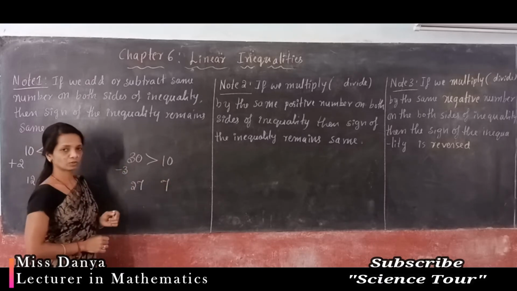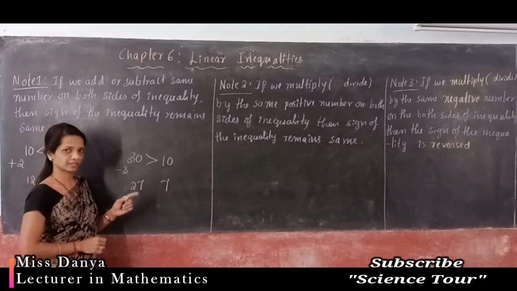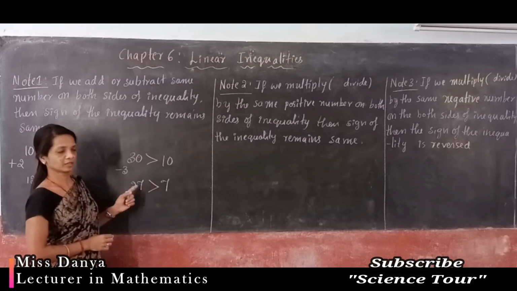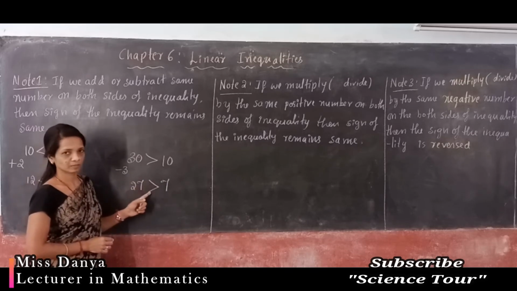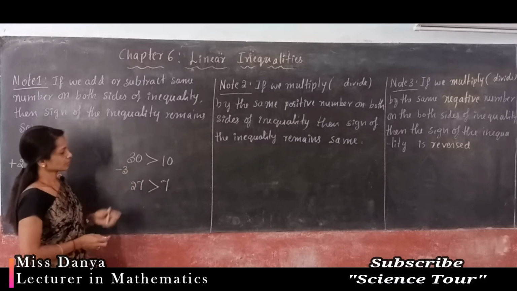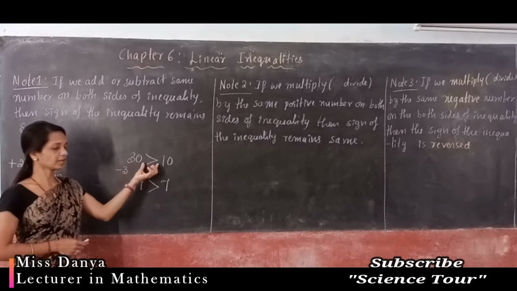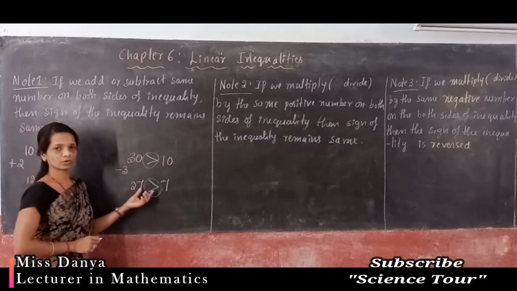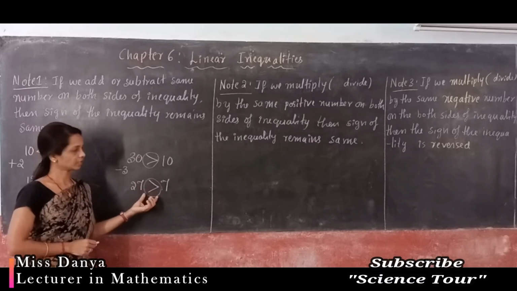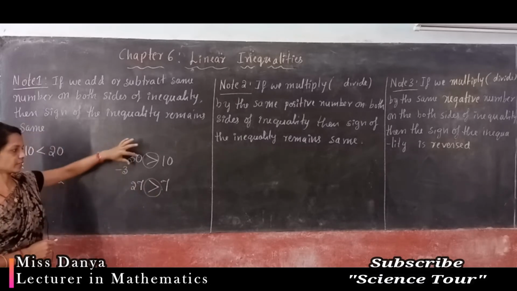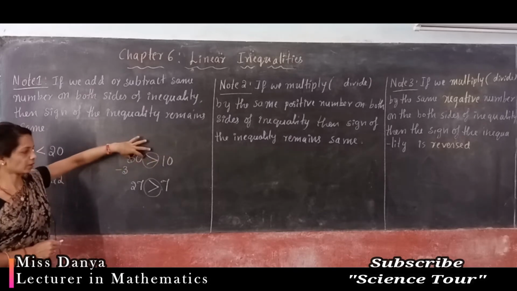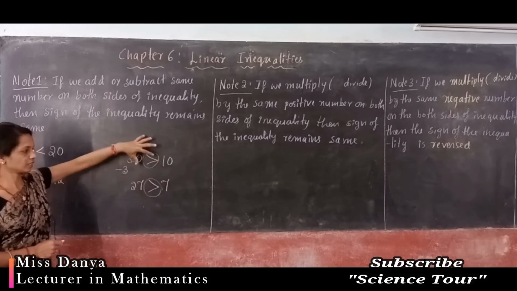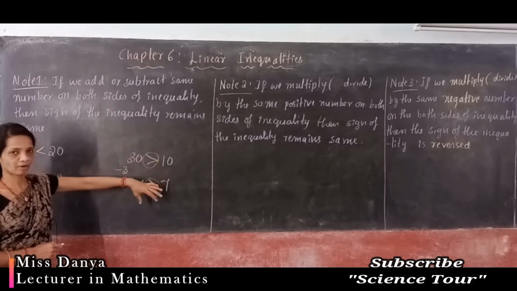And in these two numbers 27 is greater, right? So which symbol can we use here? The greater than symbol, because 27 is greater. So you have to use the greater than symbol. And you just see, before subtracting the sign of the inequality is greater than. After subtracting 3 also the sign of the inequality is the same, greater than. So if you subtract the same number from both sides of an inequality, then also the sign of the inequality remains the same. If it is greater than, that will be greater than only after subtracting.